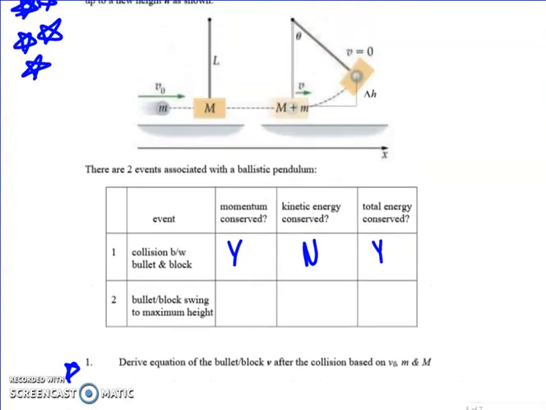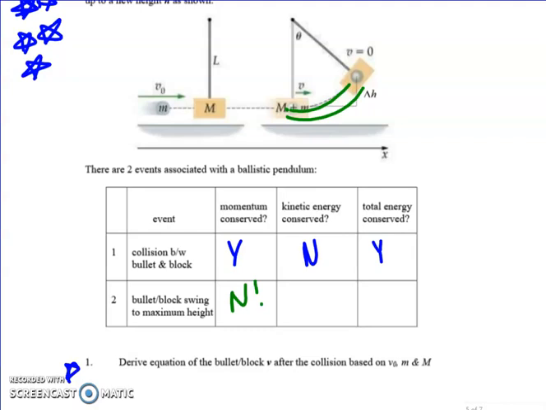Now let's look at the swinging part. So when it swings up here, that's our second event. Is momentum conserved? Again, ask yourself, are there any external forces acting on our bullet-block system? And the answer is yes. There is an external force: gravity. So if there's gravity, then momentum is not conserved here. And that's really important. Big no.